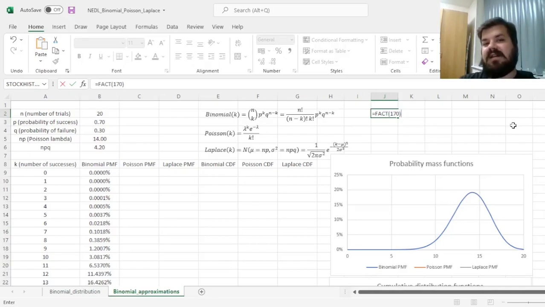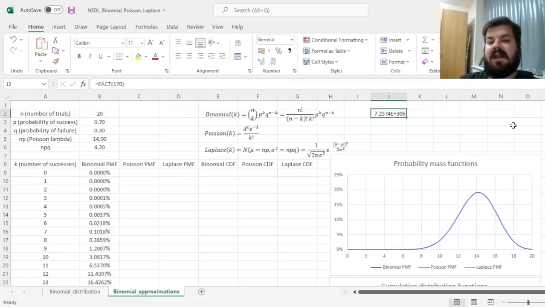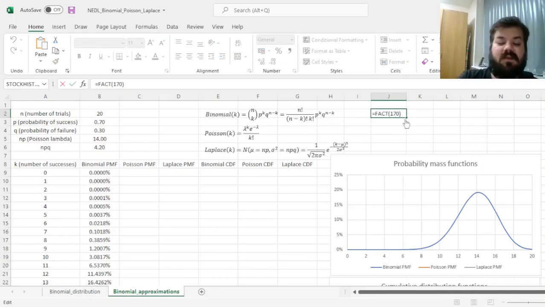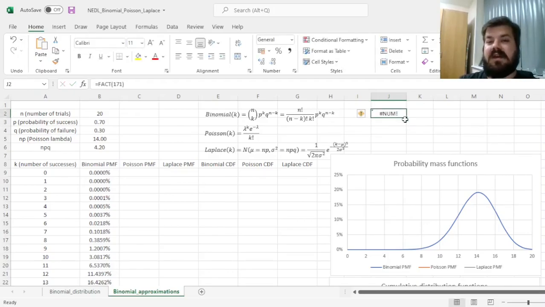But if we plug it into the factorial function, we get back a number that is larger than the number of atoms in the observable universe. This is the scientific notation, and that basically means that the number is approximately equal to 7 times 10 to the power of 306. That is a number that no one can really make sense of. And what is even more surprising is that when we try and calculate the factorial of 171, Excel refuses to deal with such a large number as it doesn't have enough capacity to do that.